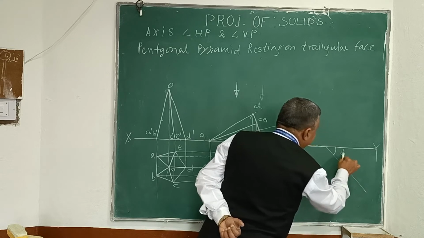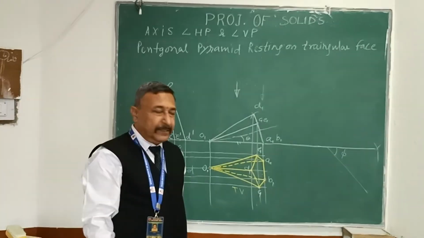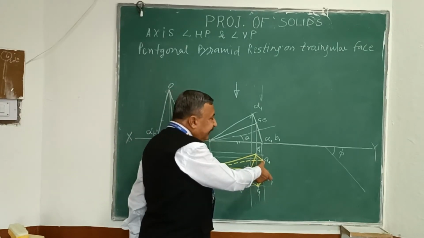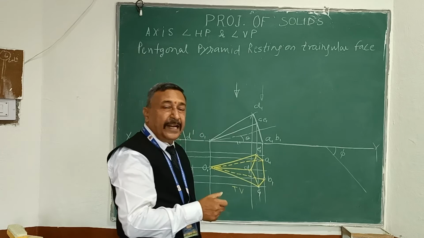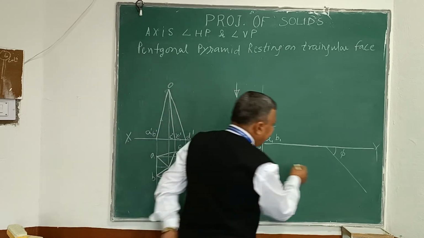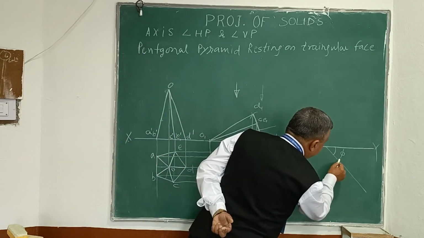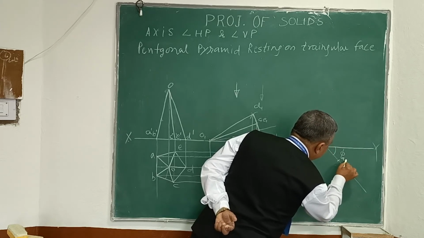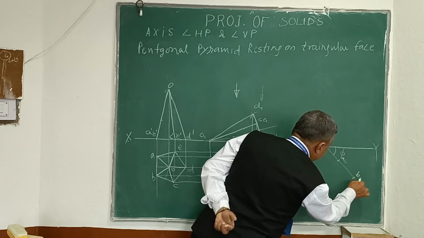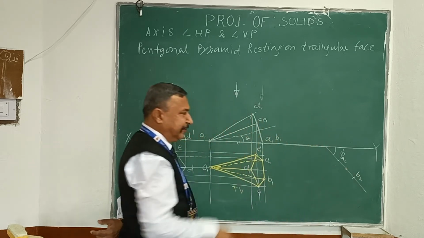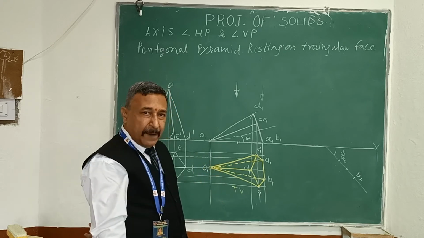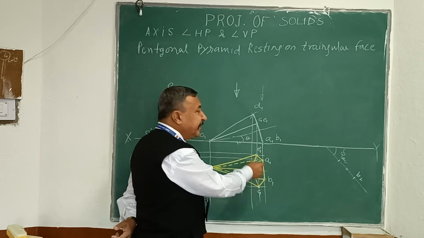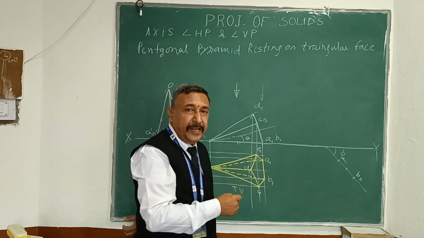We take here the inclination, whatever is given, and on this inclination we mark this edge. That is AB. We remember the dimension should not change, so the dimension of A1 B1 is the same as taken in this view. So this is AB. Now just copy this view here with reference to AB.